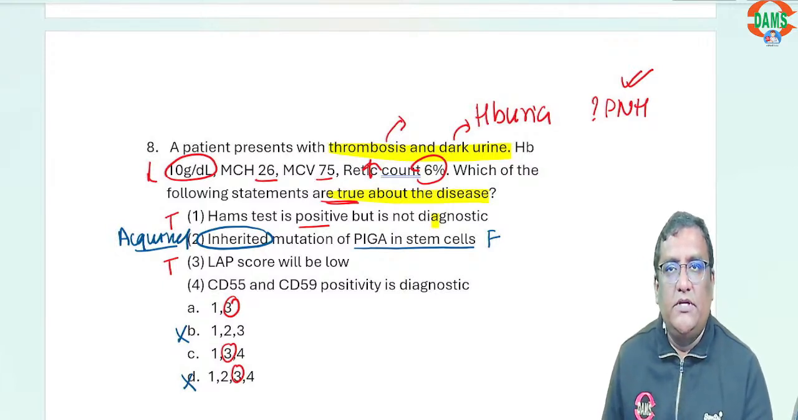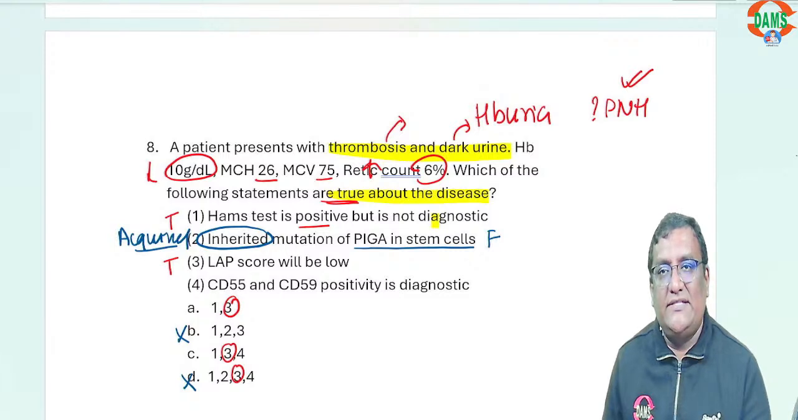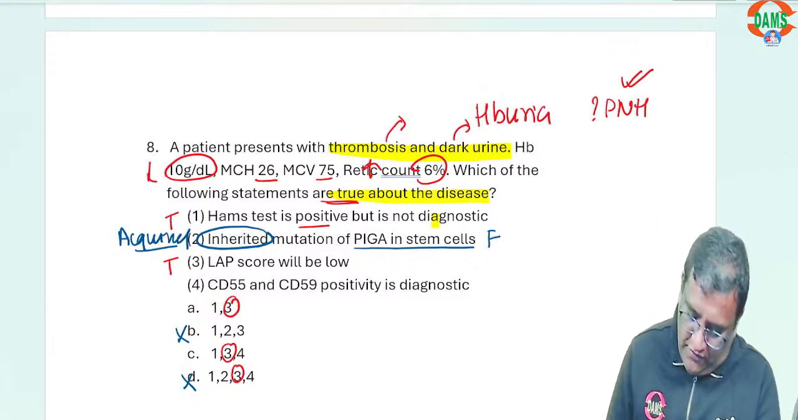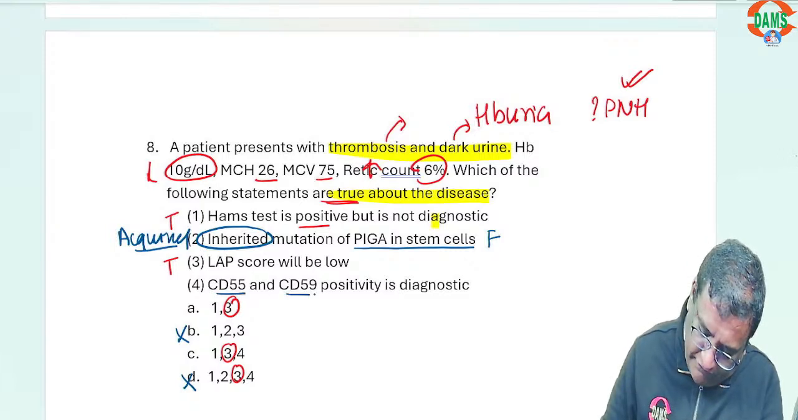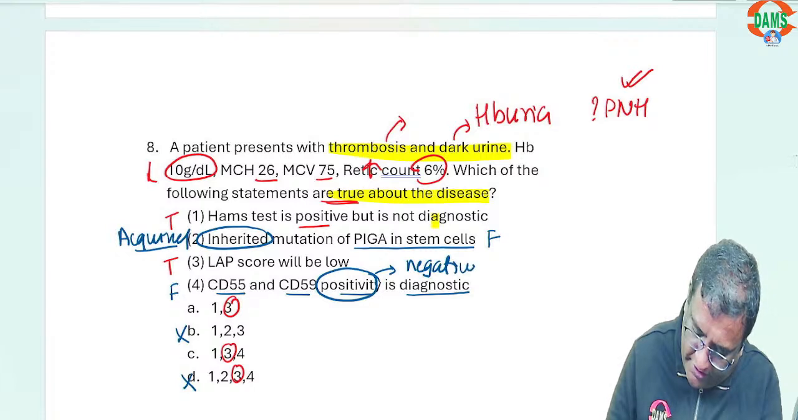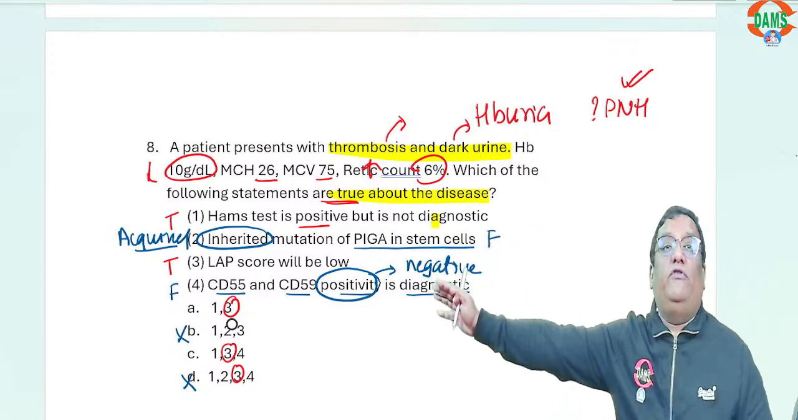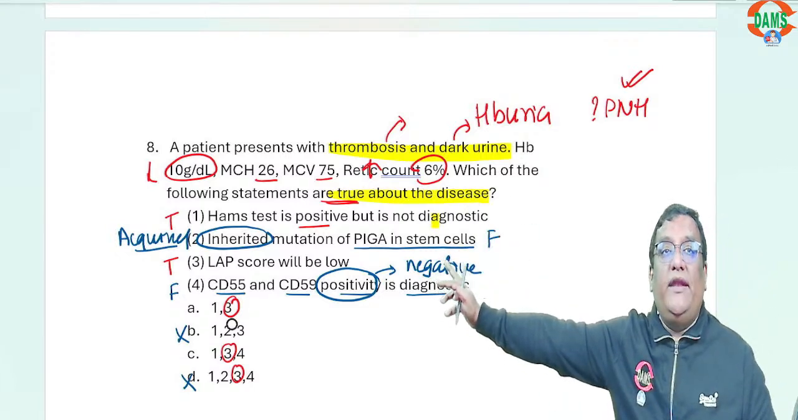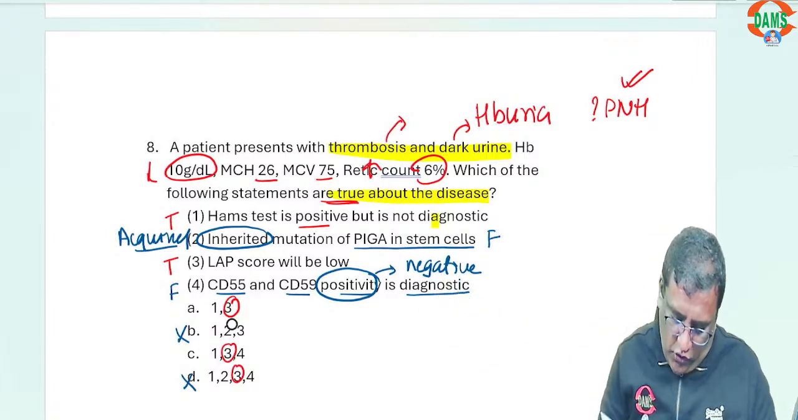Yes, tell me now. So many of you have answered it as C. Some of you have answered it as A. Okay, let us check now. 4: CD55-59 positivity is diagnostic. This is a false statement. Not positivity. There should be negative CD55 and 59, because there is a deficiency of 55 and 59. They should be negative, not positive. So 4 is also false.